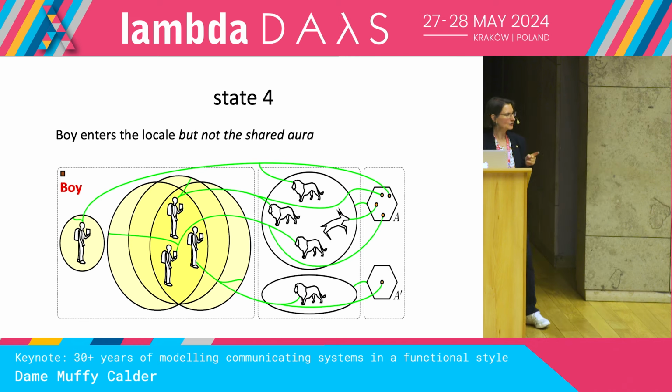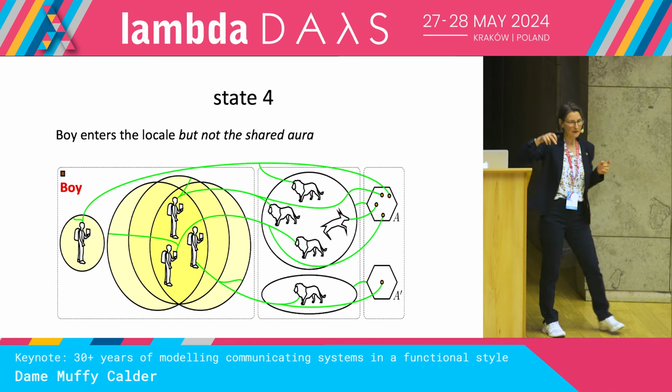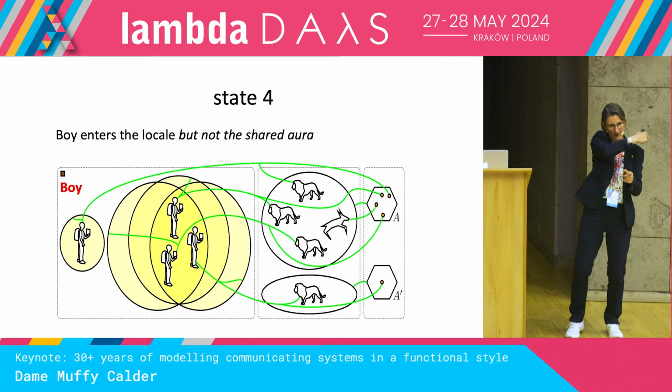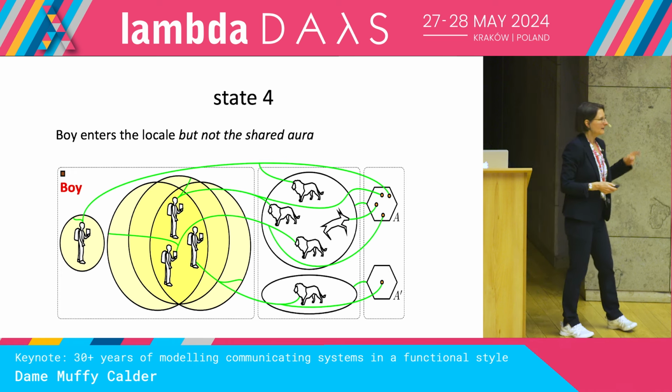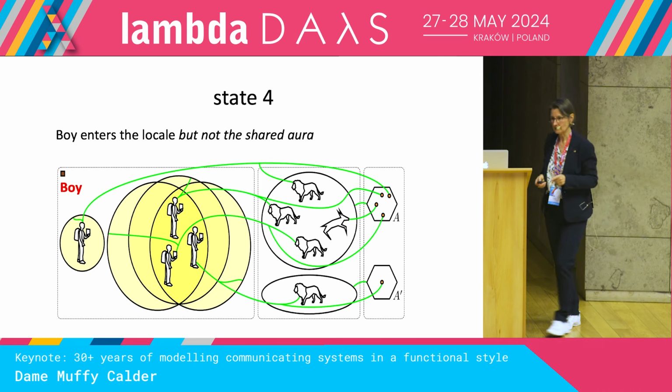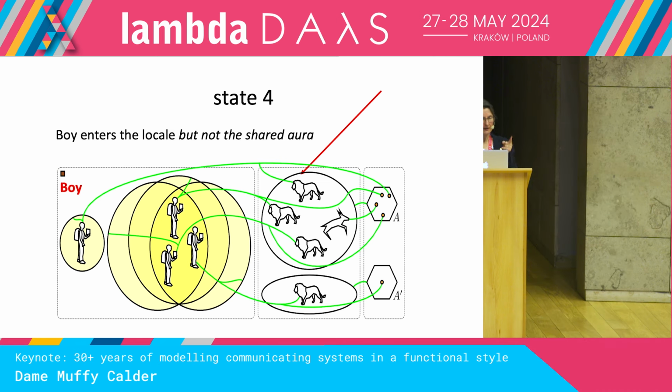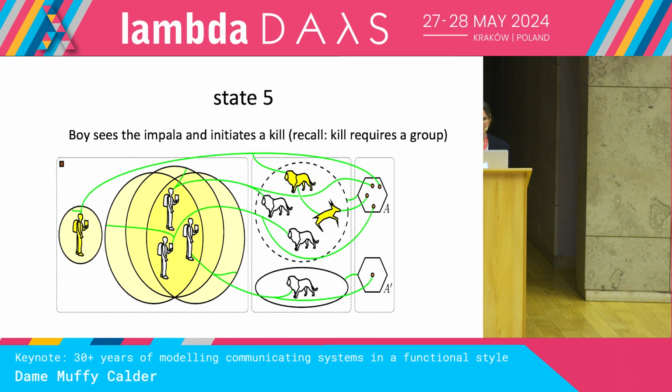enters the locale. Did you notice, I showed you photographs at the beginning, there were 3 girls. Did you notice there was a boy over there? The boy has entered the locale, and you'll see his lion up top. And he's in the area, but he's not in the aura. He is not in the girls' aura. But there he is. His lion is in the locale. The boy sees the impala, clocks it, so they go yellow, and he initiates. But remember, it requires a group of 3.